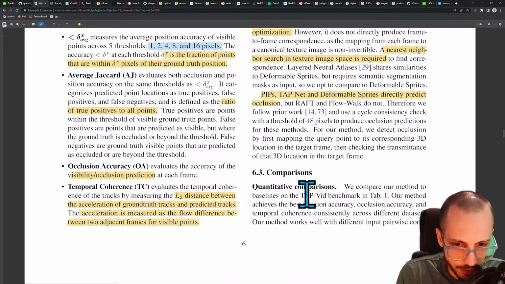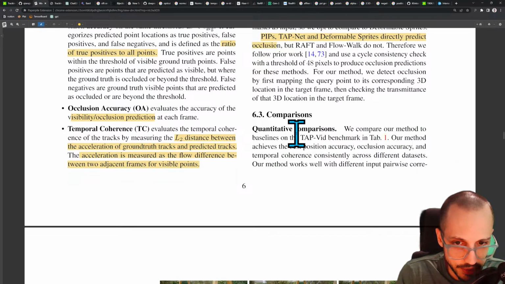We detect occlusion, and so on. Comparisons, quantitative. We compare our method. Our method achieves the best position accuracy, occlusion accuracy, and temporal coherent consistency across different data sets.